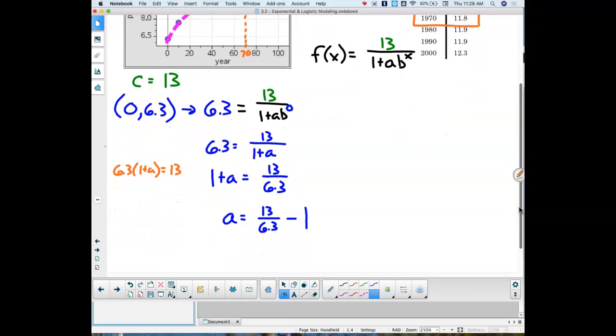Because now I'm going to say 11.8 is equal to 13 divided by 1 plus A times B to the 70th power. Okay. Again, crisscross applesauce.